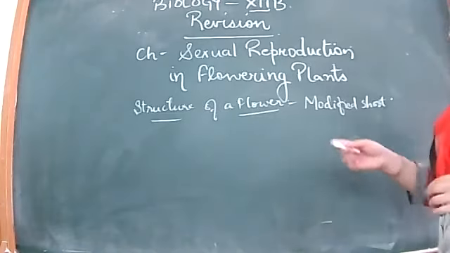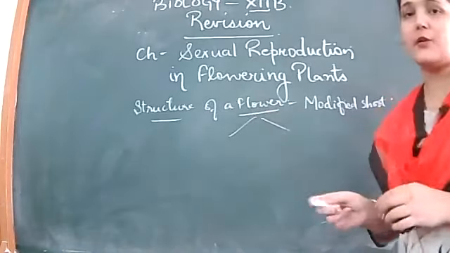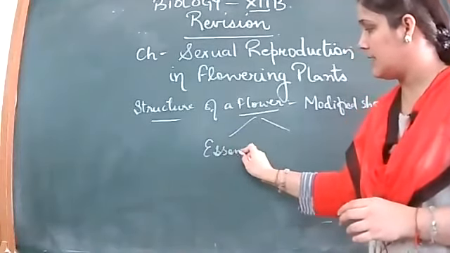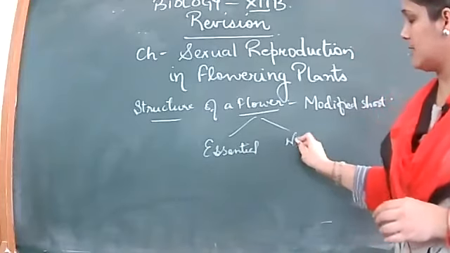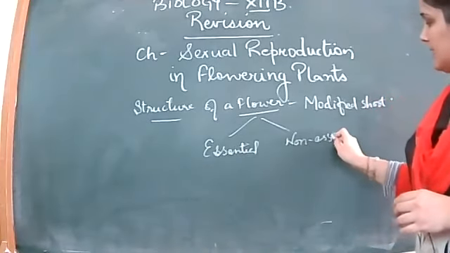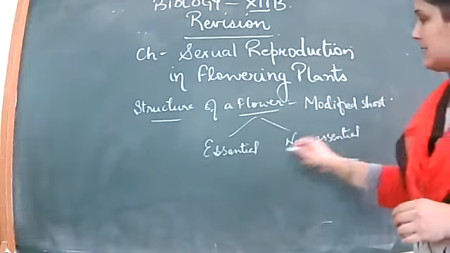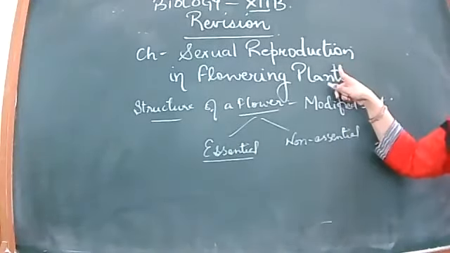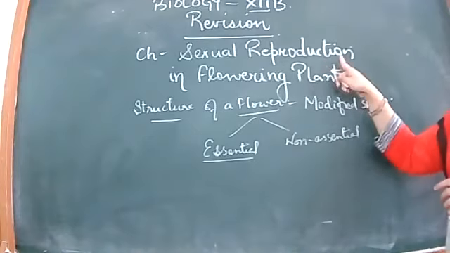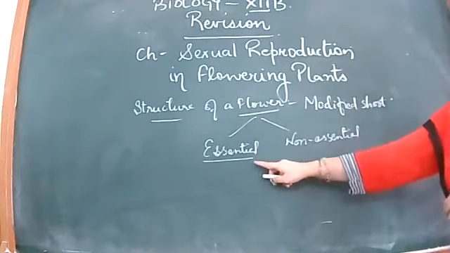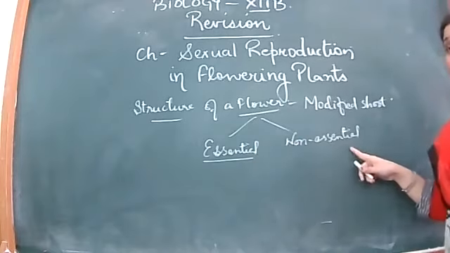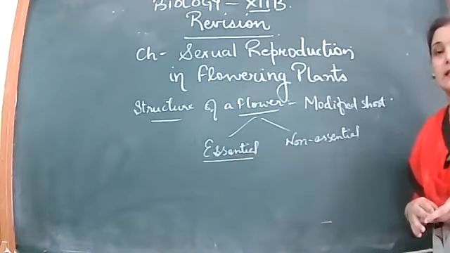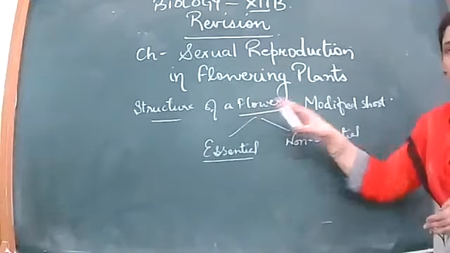That makes the flower to be studied into two groups basically. And what are the two groups? The essential parts of the flower, and the non-essential parts of the flower. What makes the essential and the non-essential part? This essentiality is according to the main phenomenon, which is reproduction. So with respect to reproduction only, whether it is directly involved or not directly involved, we say these are essential or non-essential parts of a flower, right?